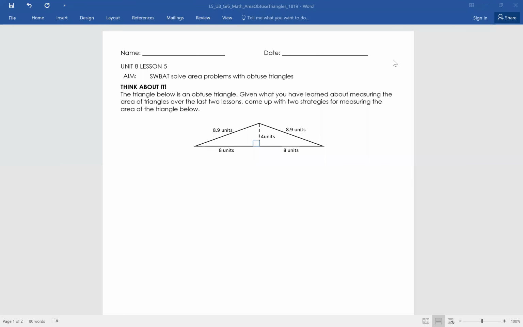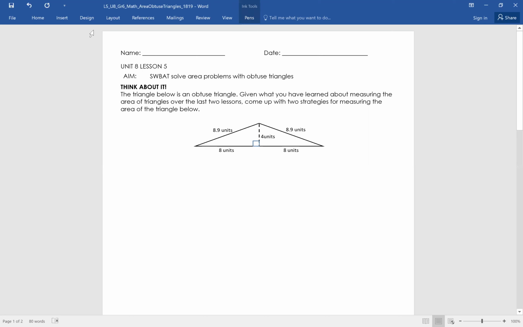All right, guys, Unit 8, Lesson 5. Students will be able to solve area problems with obtuse angles. Yesterday, we did acute angles, and we did right triangles, and today we're doing obtuse triangles. What do those look like?